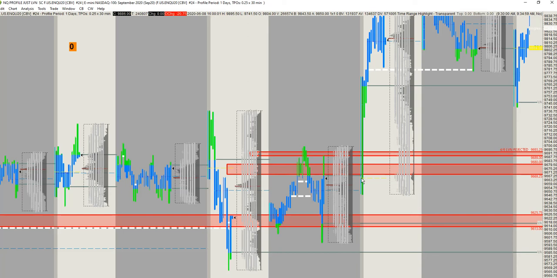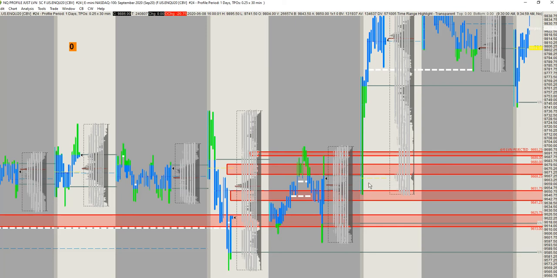So the next day we open below it, but we trade right. We test lower, but we never really went. Another good thing to note is that I always like to have the low volume node under the TPOC. The TPOC was right here. That's the low volume node that we rejected the next day as we opened and rejected it, and we started moving up.